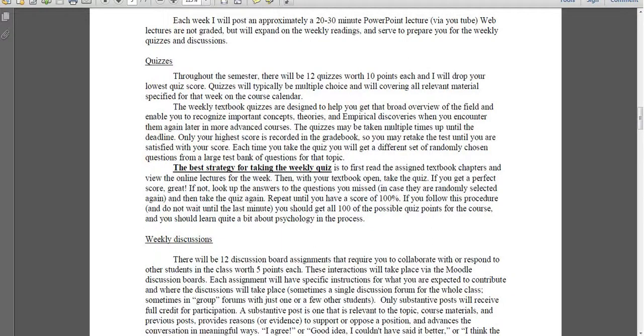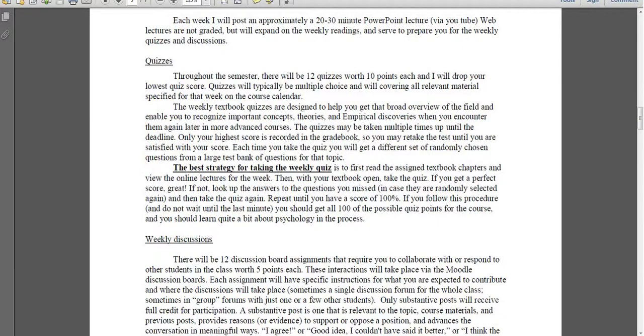And so the best strategy for taking each weekly quiz is to first go through and do the readings, watch the online lecture, and then with your textbook open, take the quiz. You don't want to be spending a lot of that 12 minutes hunting around for the right answers. You're going to waste a lot of time doing that. Just take the quiz the best you can, and then when you submit the quiz, it'll show you what answers you got wrong, but it won't tell you what the right answer is.